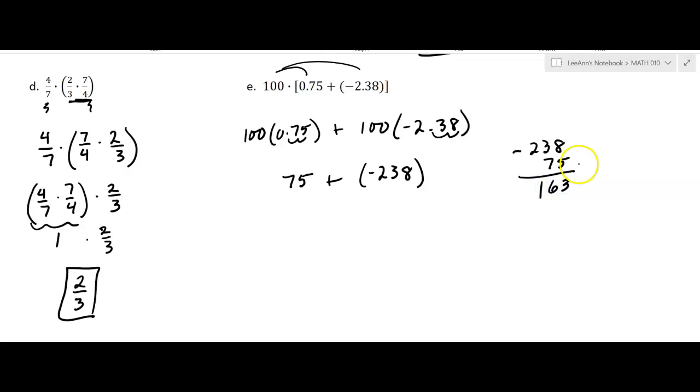So it's 163. I could check it by adding these. And I think that looks good. Do I have more negative or more positive? I have more negative. So negative 163. And you could always check it with a calculator. But okay, so using the properties.